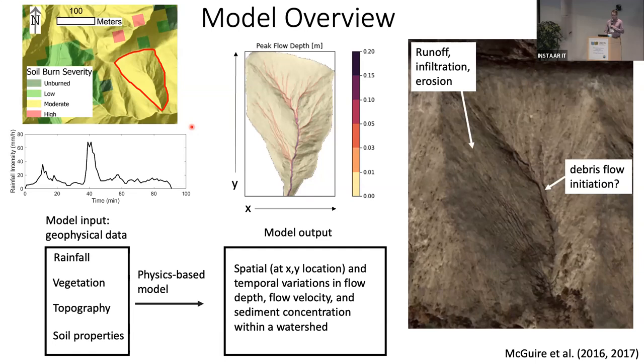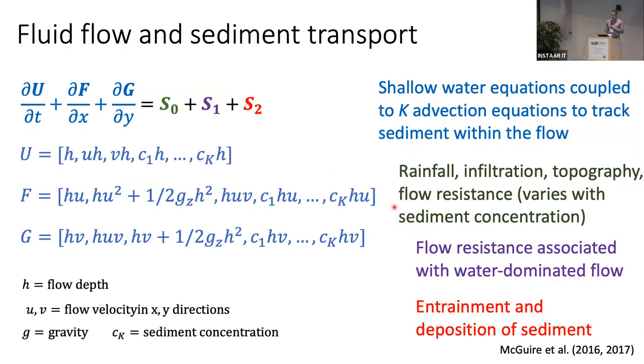And the output that this model produces is spatial and temporal variations in flow depth, flow velocity, and sediment concentration within a watershed. You see an example of that here, where we're seeing peak flow depth in this small watershed that you can also see a picture of here on the far right. So this was really designed to simulate the hydrologic and geomorphic response of an individual watershed at the event scale, so a single rainstorm.